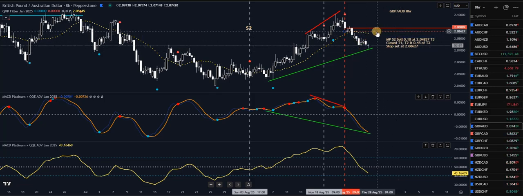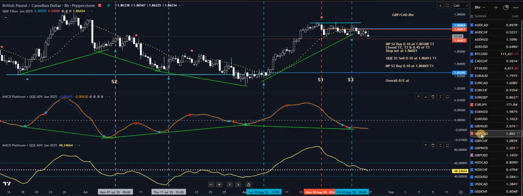Stop in place, can't lose. If this keeps on falling, I'll just keep on locking in further profit. In the meantime, there's potential divergence forming, hidden bullish divergence there. You've got the green lines as the QQE heads back down towards the 40 level. So can't lose on the Pound Aussie, which is good.